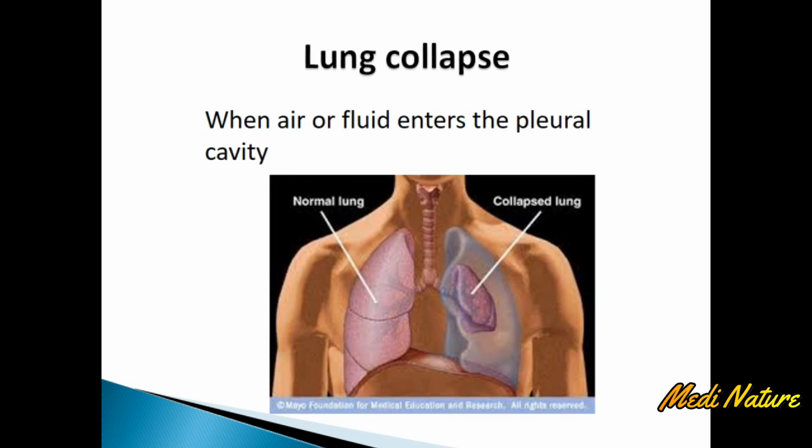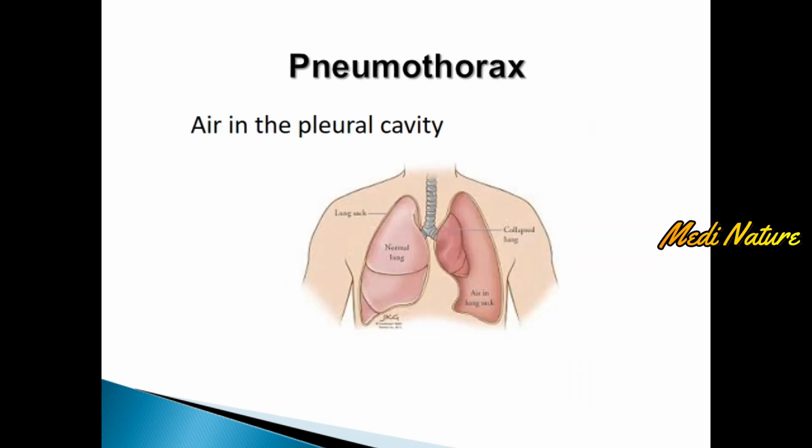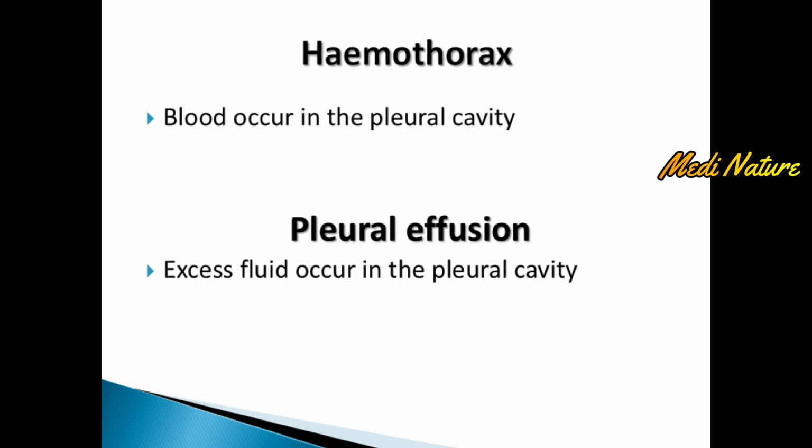As we know, the pleural cavity is filled with serous fluid. But when air or excess fluid enters the pleural cavity, lung collapse can occur. The lung collapse is the shrinkage of the lung. So you can see it in the picture. The lung collapse due to presence of air in the pleural cavity is called pneumothorax. The lung collapse due to presence of blood in the pleural cavity is called haemothorax. And the presence of excess fluid in the pleural cavity is called pleural effusion.